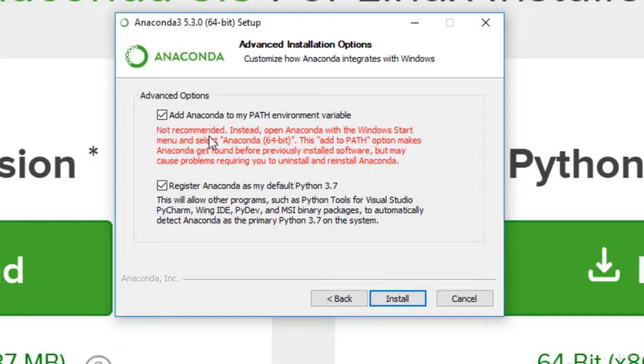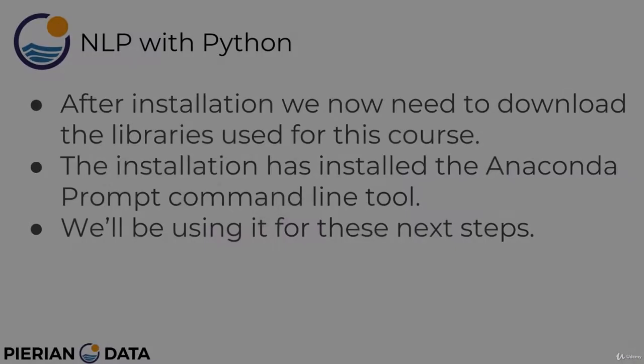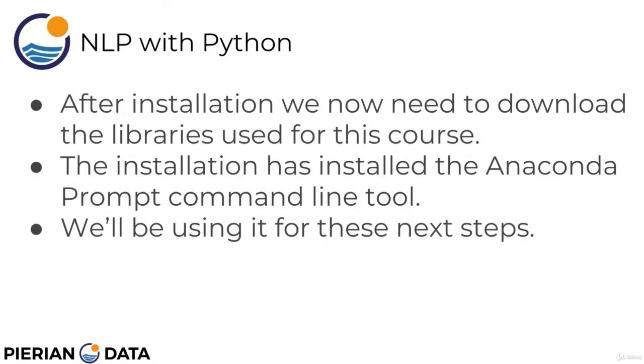So if you've already installed Python in the past from python.org, then I highly recommend adding Anaconda to your path environment variable. If this is your first installation of Anaconda in Python ever, then it's actually not really necessary to do that. Okay, so once you're all done with that, go ahead and click install. All right, once you're done installing, we now need to download the libraries used for this course.